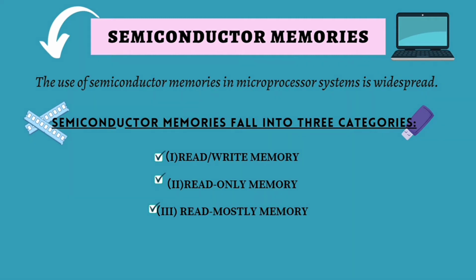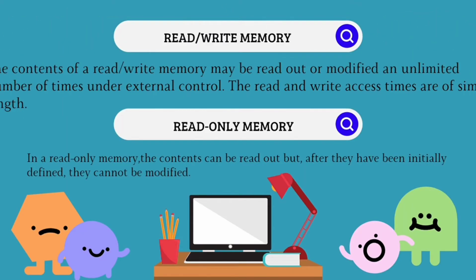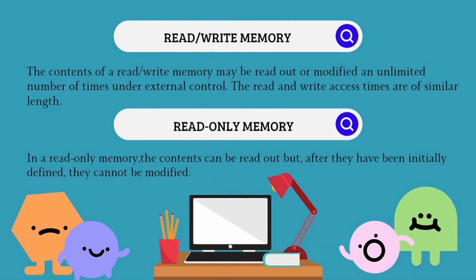Semiconductor memories fall into three categories. First, read and write memory. Second, read-only memory. And third, read-mostly memory. Read-write memory: the content of read-write memory may be read out or modified an unlimited number of times under external control. The read and write access times are of similar length.